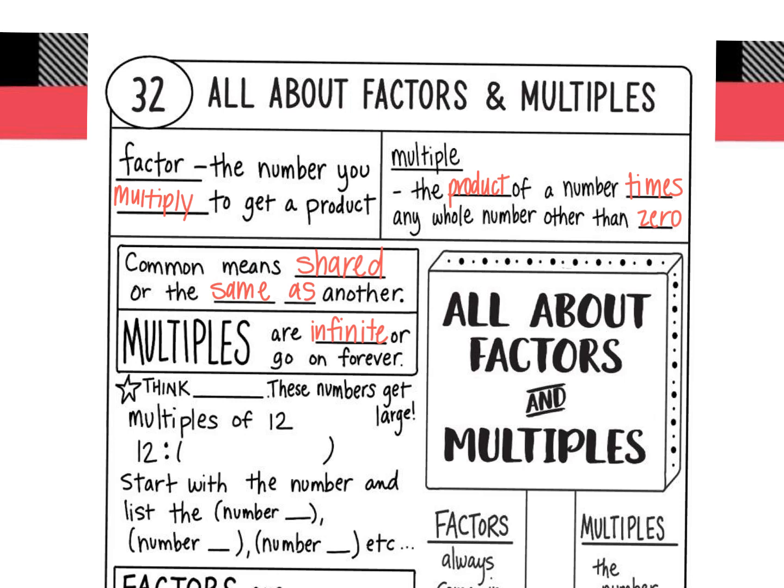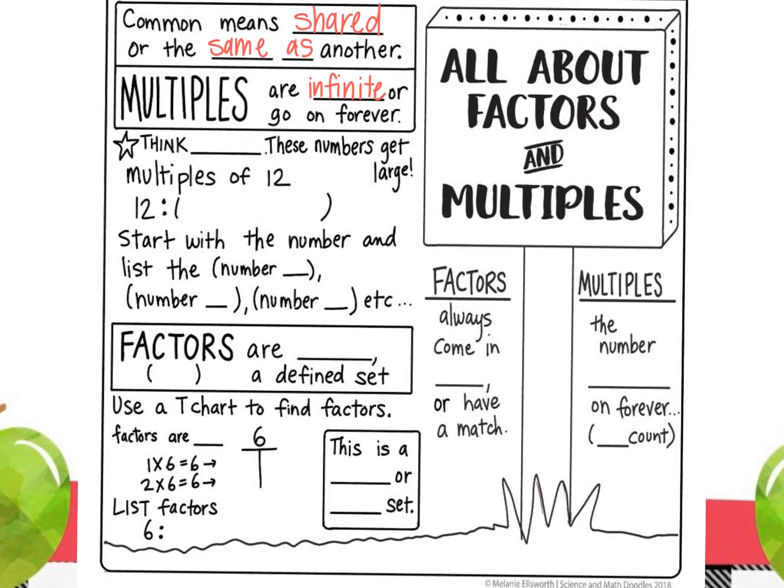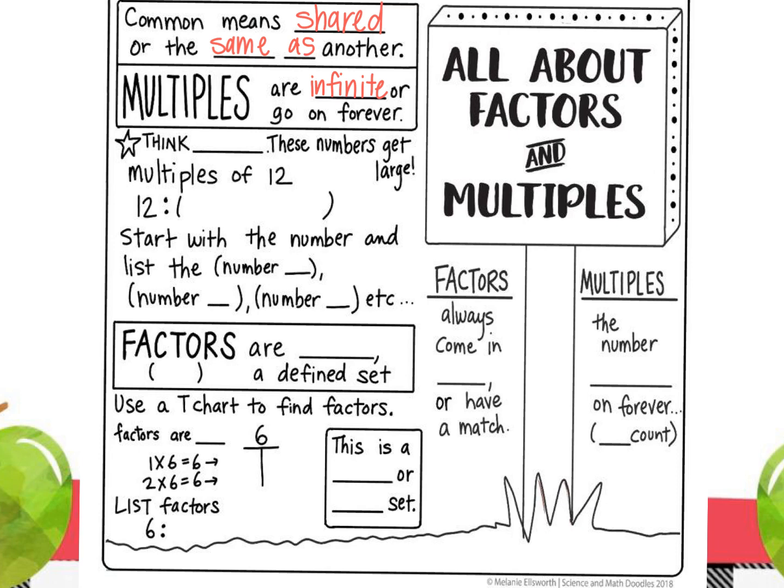The main thing you have to know is that factors are the numbers that you multiply. Multiples are the products of the numbers you're multiplying. Okay? Now, let me scroll down a little bit to the bottom half of my page. So when we're talking about multiples, we want to think multiply. These numbers are going to get larger. We're counting up, so they're going to get bigger.